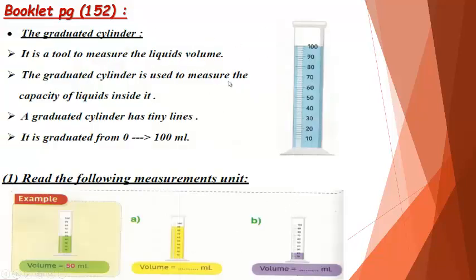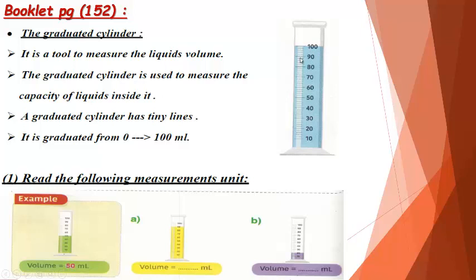Let's turn to the next part. What is the tool we use to measure the liquid's volume? It's a graduated cylinder. On this cylinder, I have numbers written on it starting from 0 down here, till 100. And it's in milliliter, from 0 milliliter to 100 milliliter.